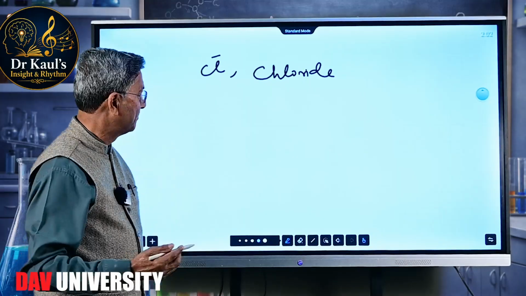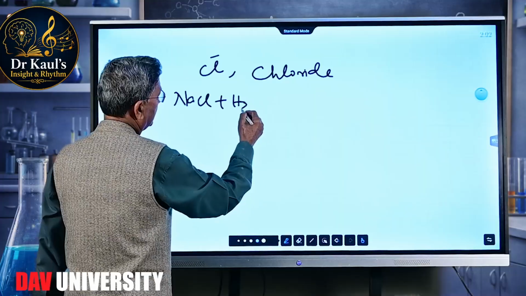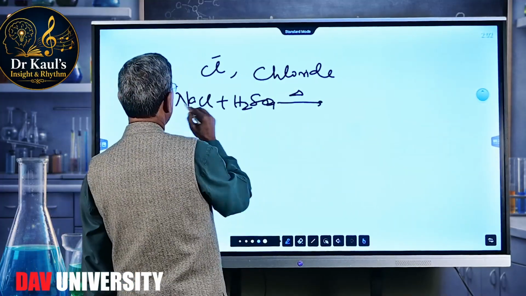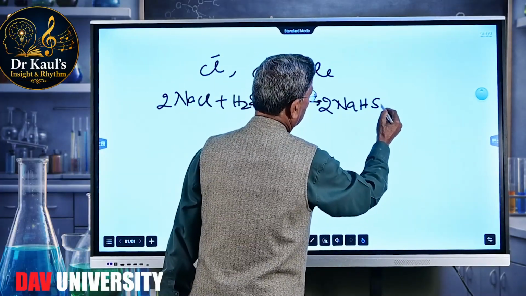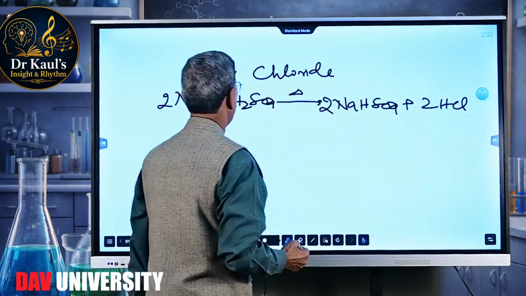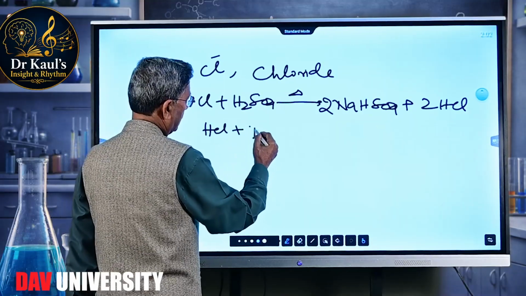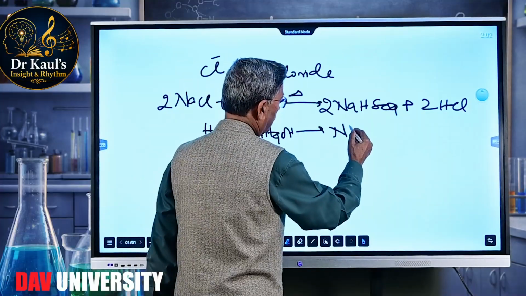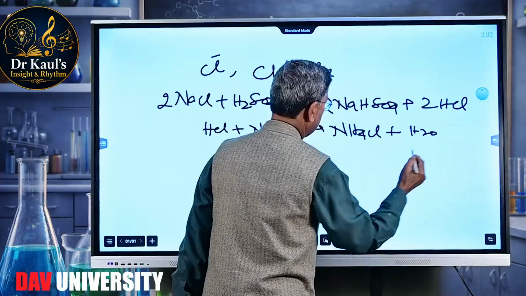So how does it happen? Suppose we have sodium chloride as the chloride. We heat it with concentrated H₂SO₄. We get the formation of sodium bisulfate plus HCl vapors. Now these HCl vapors, when they come in contact with ammonium hydroxide, form ammonium chloride plus of course water, and this is white in color.